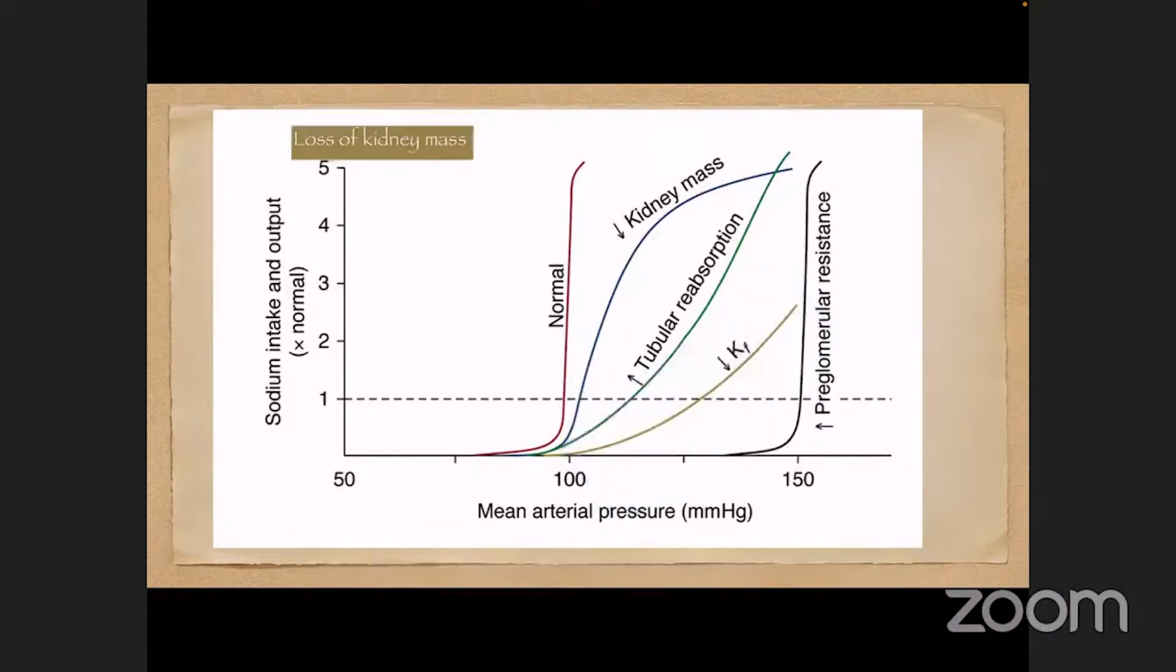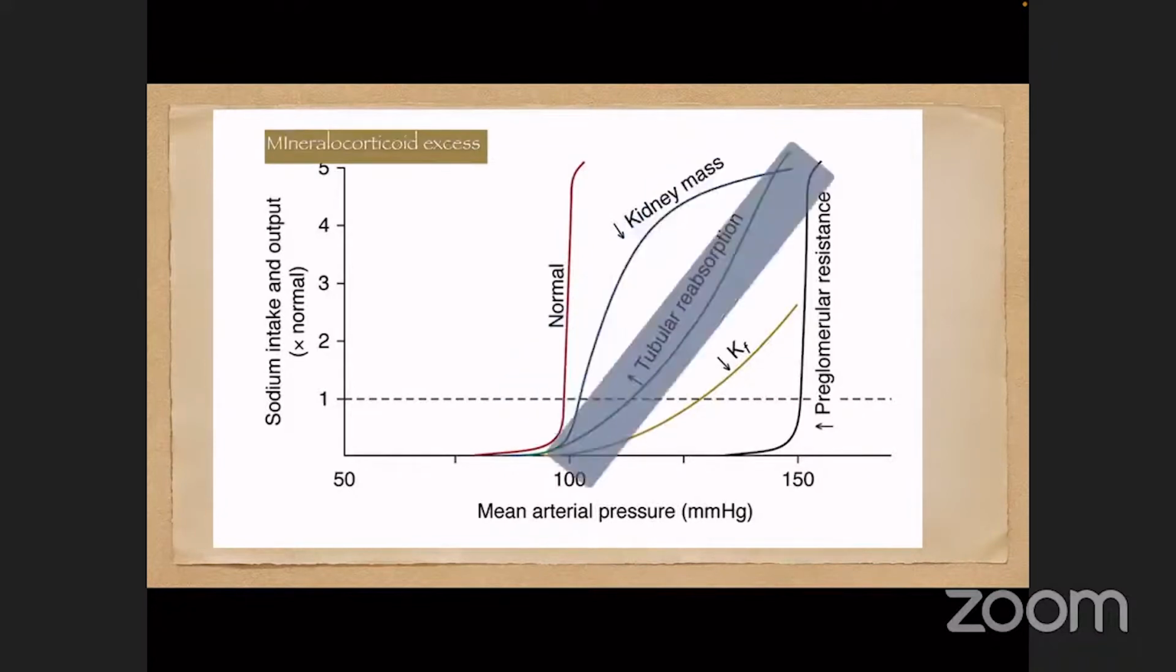The next one is, of course, loss of kidney mass. So here, not much of endocrine relevance as such, but this is if you have renal infarction and lost part of your kidney, or if there's a nephrectomy. So then this is a picture that you would get. This is now the most important endocrine aspect, because most of the endocrine or humoral control of blood pressure comes here. So here you have increased tubular reabsorption of sodium.